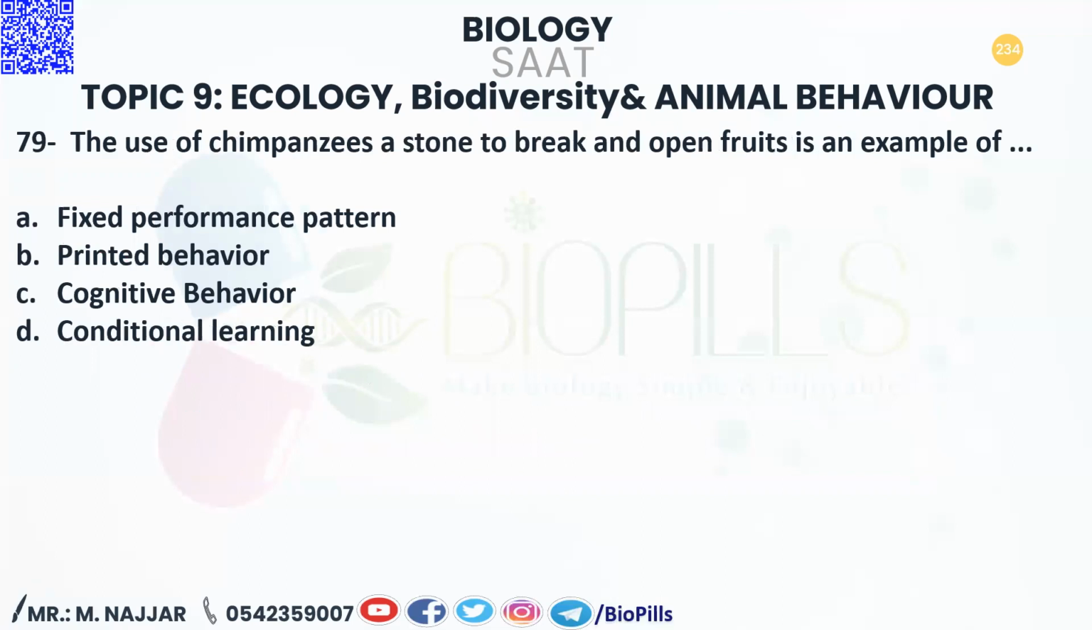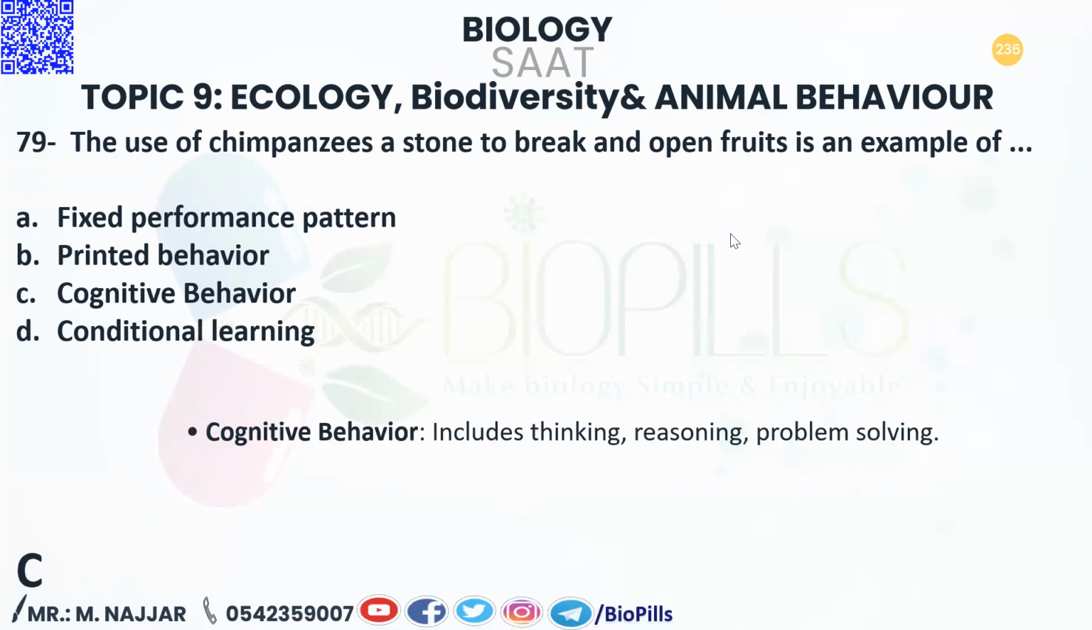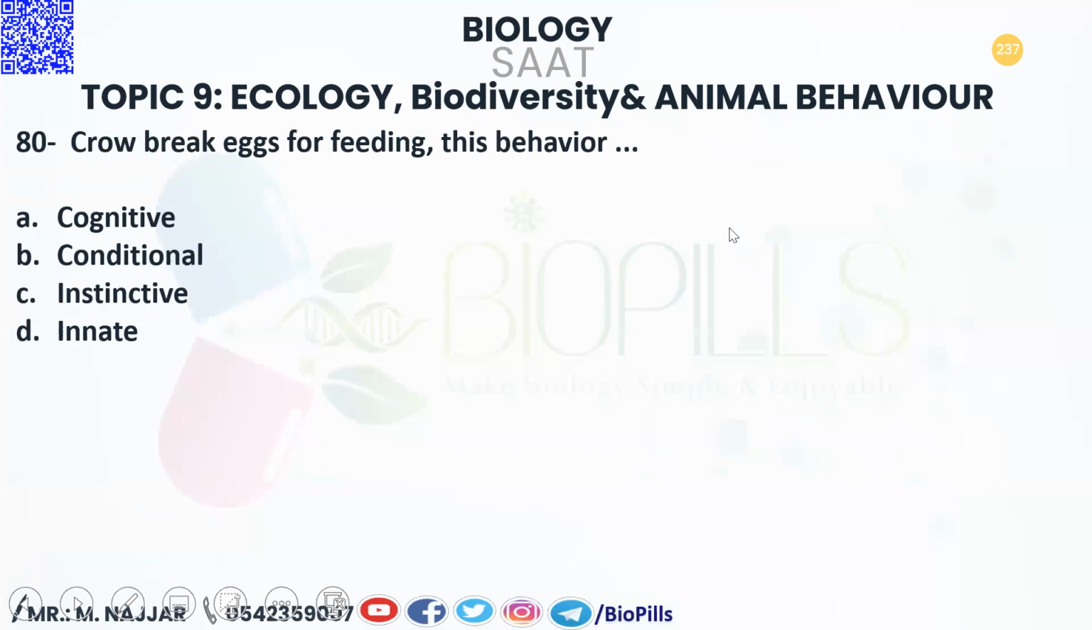Question number 79: the use of stone by chimpanzees to break and open fruits is an example of A, fixed action pattern, B, imprinted behavior, C, cognitive behavior, D, conditional learning. I told you it used their mind, so it is cognitive behavior. Perfect. It includes thinking, reasoning, problem solving. Question 80: a crow breaks eggs for feeding. It opens the egg and knows that there is food inside. So A, cognitive, B, conditional, C, instinctive, D, innate. Yes, it is cognitive, of course.